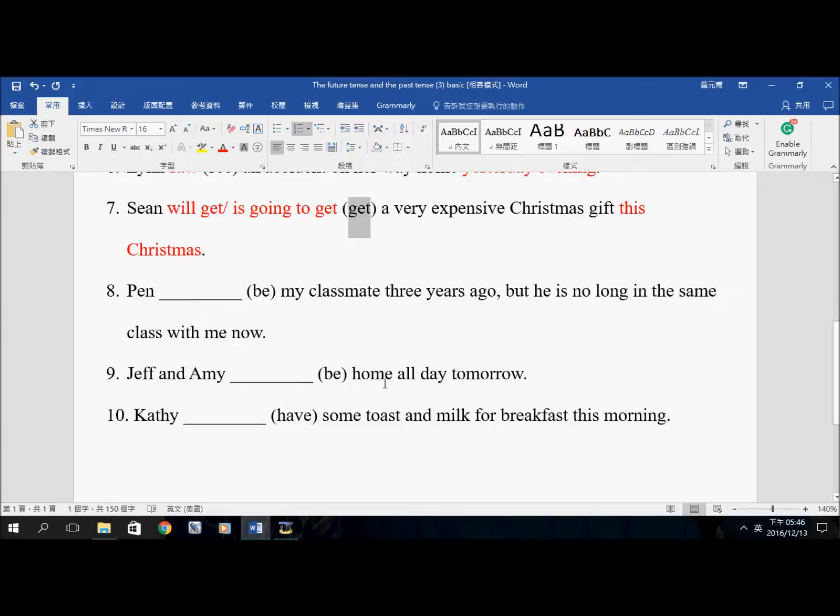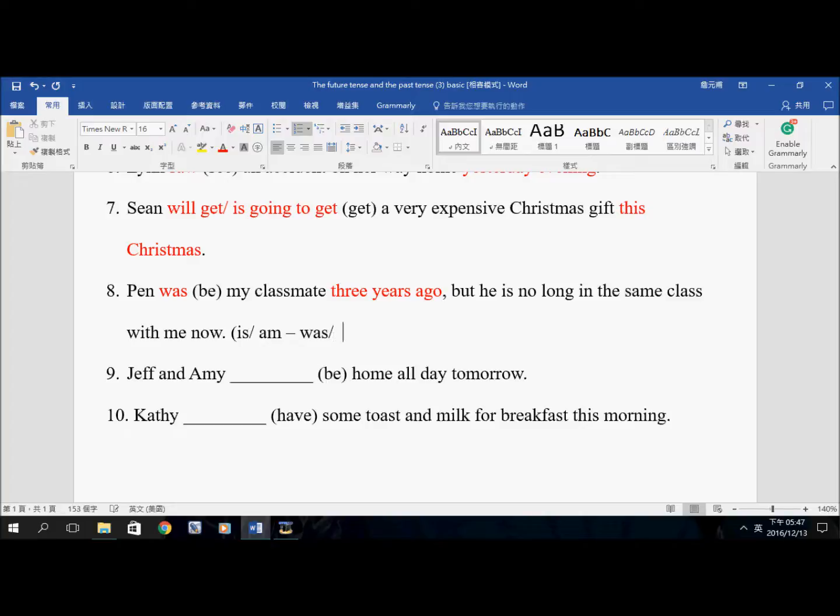Number 8. Again, let's take a look at the time marker. The time marker is right over here. 3 years ago. And he is no longer in the same class with me now. So he is the person, Penn, is no longer my classmate. But he used to be 3 years ago. Talking of the past, we have to use a be verb. The past tense be verb that goes with the word Penn is was. So Penn was my classmate 3 years ago. Now remember, in past tense, is and am becomes was, while are becomes were.